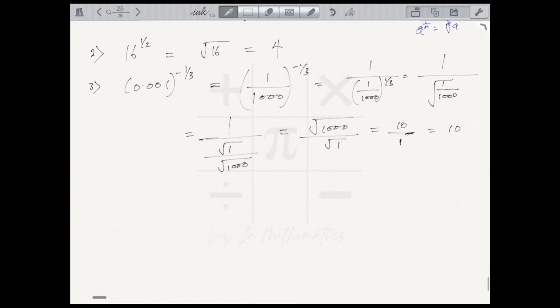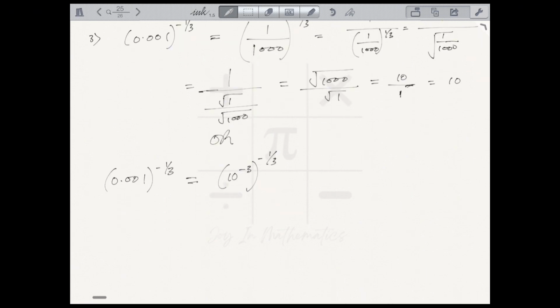In the same vein, we can solve it in another format. Let's say we have 0.001 raised to the power of minus 1 over 3. Now 0.001 can be written in standard form as 10 raised to the power of minus 3. Okay, 10 raised to the power of minus 3, and all still raised to the power of minus 1 over 3, because when we change this to standard form, we have 1 times 10 raised to the power minus 3.